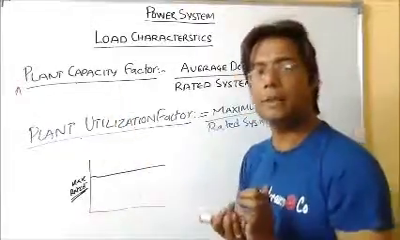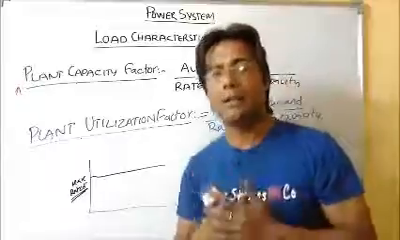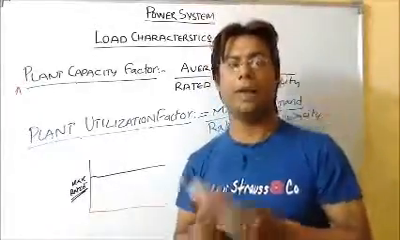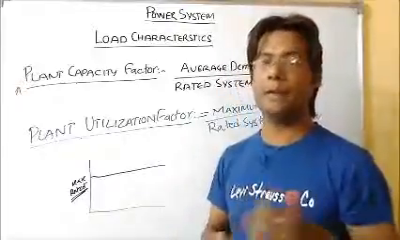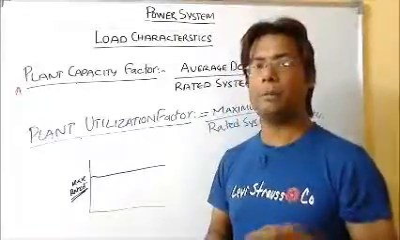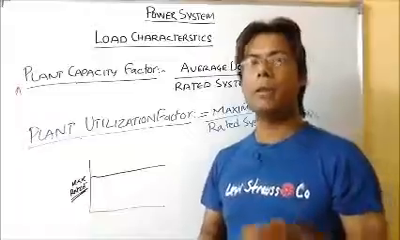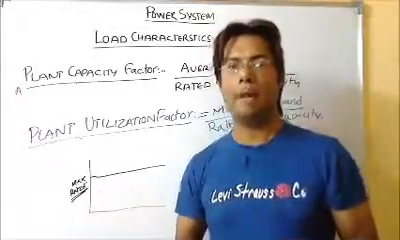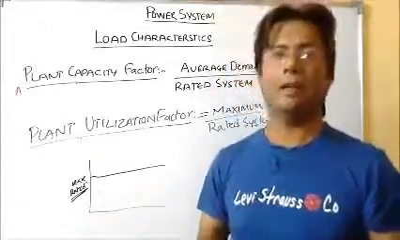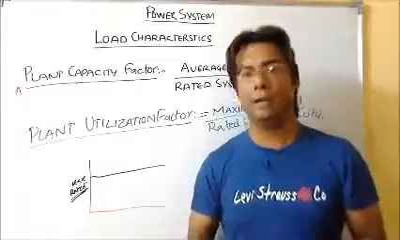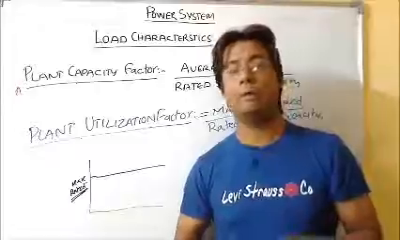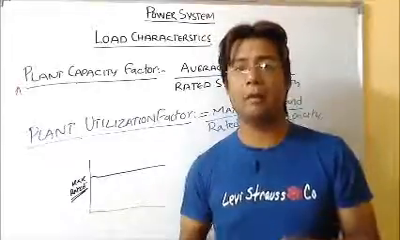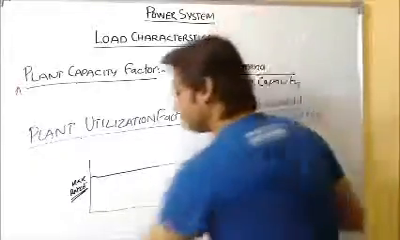The plant utilization factor and plant capacity factor would be equal if the average demand and the maximum demand coincide. That is very rare. That is not practically possible in a system. But theoretically it is possible to have the plant capacity factor equal to the plant utilization factor only and only when the average demand and the maximum demand coincide, or the average demand and the maximum demand are the same.